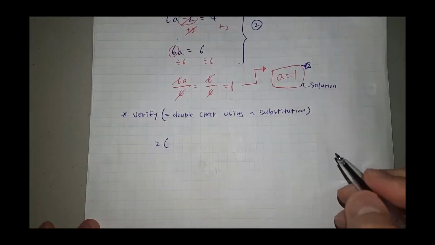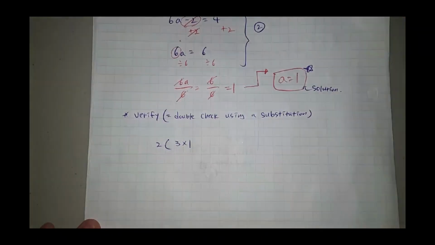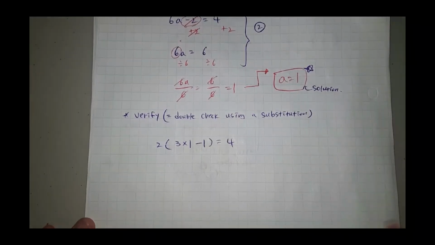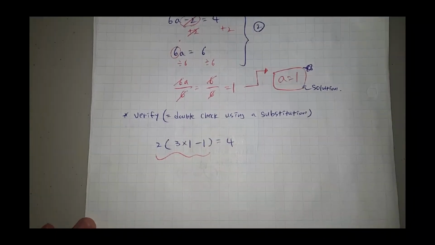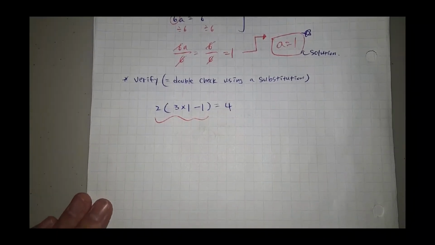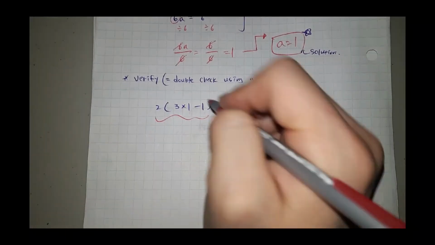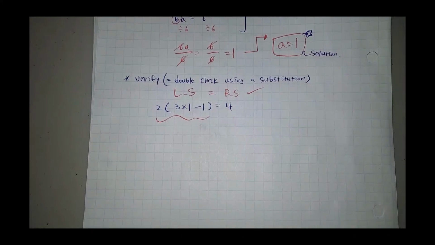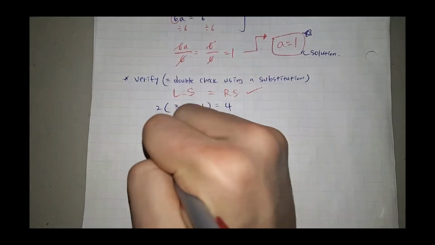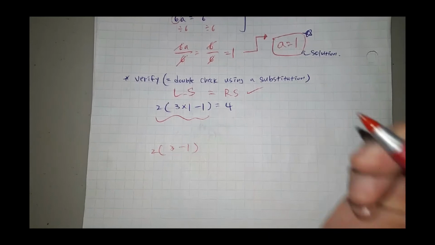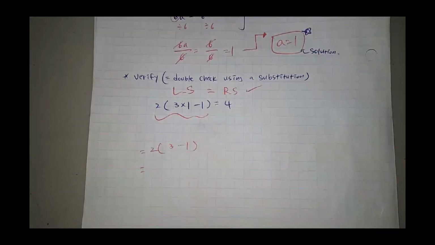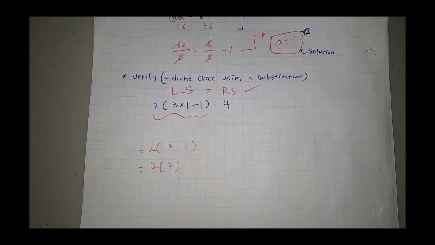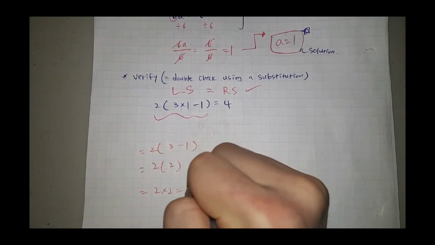Instead of 3a, it's 3 times 1 now. Minus 1 is equal to 4. Let's double check if this left side becomes 4, which should be equal to the right side. 3 times 1, that's 3. Minus 1 is what you need to do. 2 times 2 is what's happening, because 3 minus 1 is 2. And 2 times 2 is equal to 4.